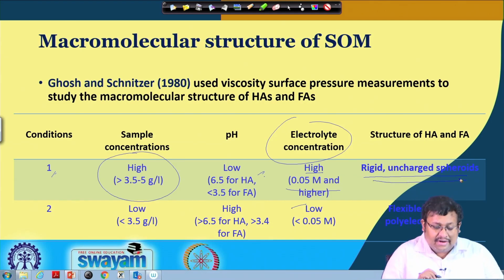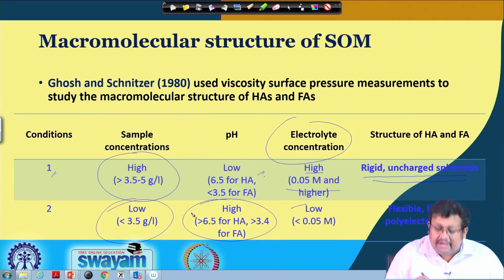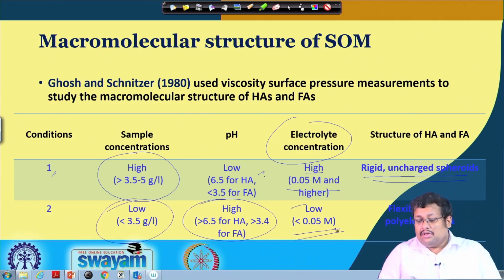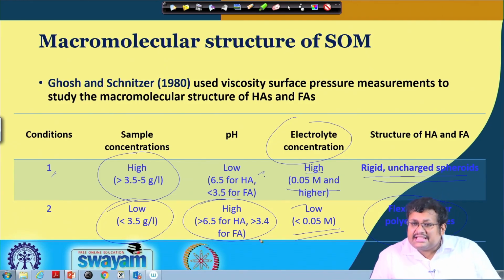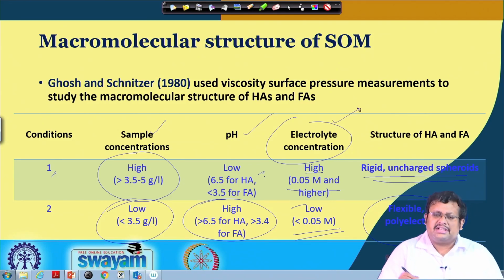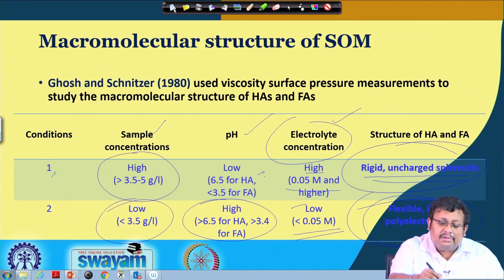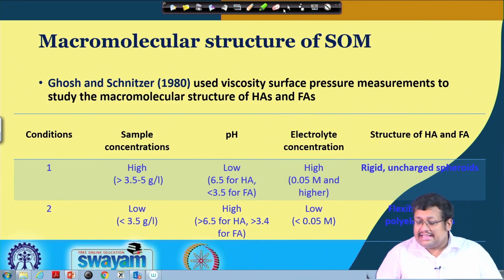macromolecular structure. However, when the sample concentration is low, the pH is quite high, which is greater than 6.5, and the electrolyte concentration is low, then we will get a kind of flexible linear polyelectrolyte structure. So, as you can see, based on the sample concentration, pH and electrolyte concentration, as we have discussed, the structure of humic acid and fulvic acids is changing. This will be more clear when I show you the next slide.